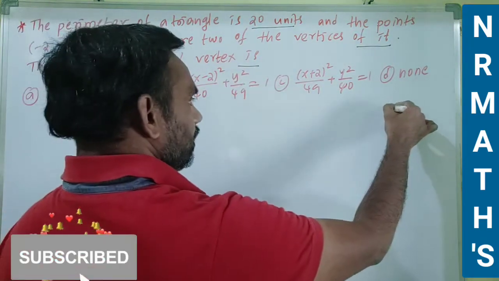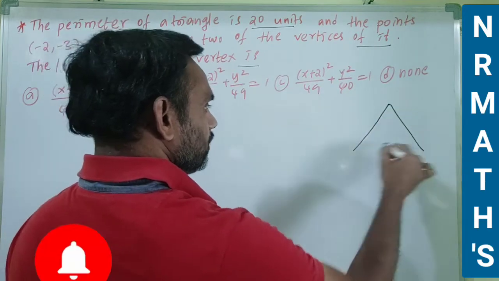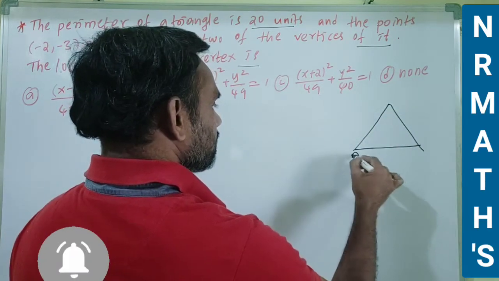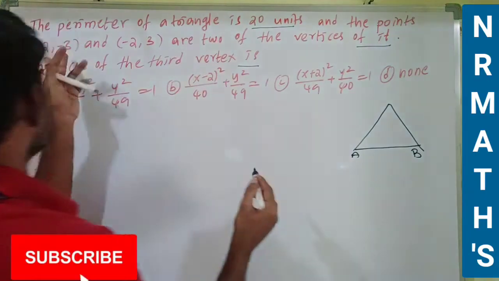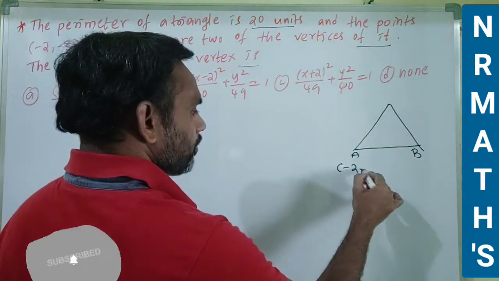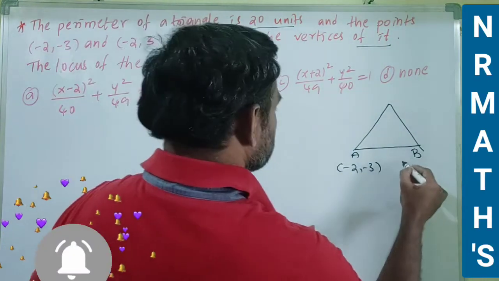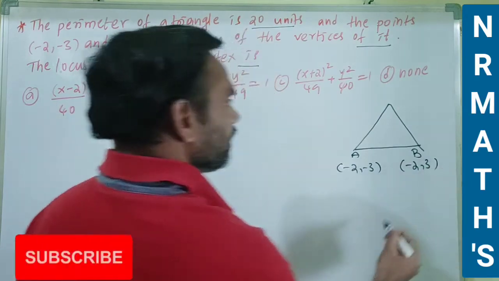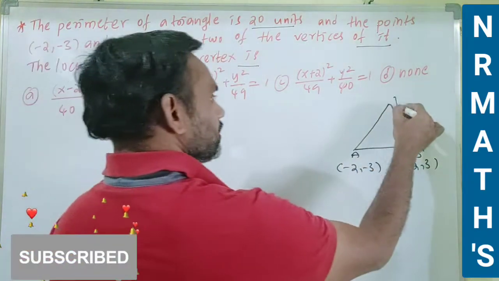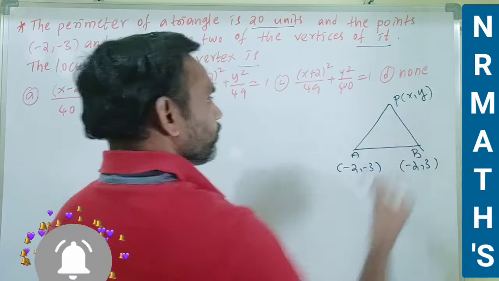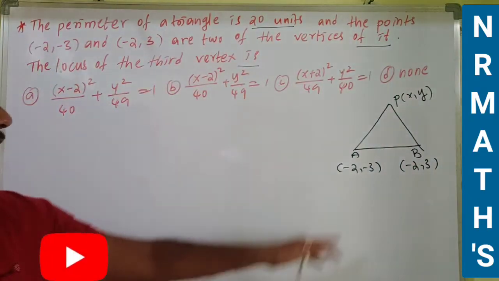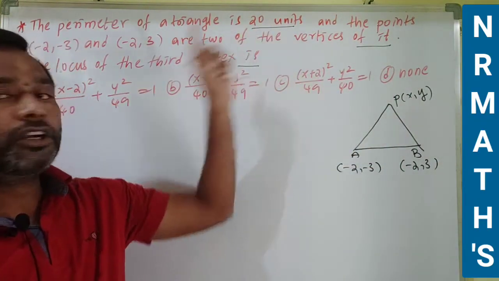Now, this is the triangle. Its vertices are given. This is A, this is B. A is equal to (-2, -3). B is equal to (-2, 3). Let the third vertex be P(x, y). Here the perimeter of the triangle is given as 20 units.